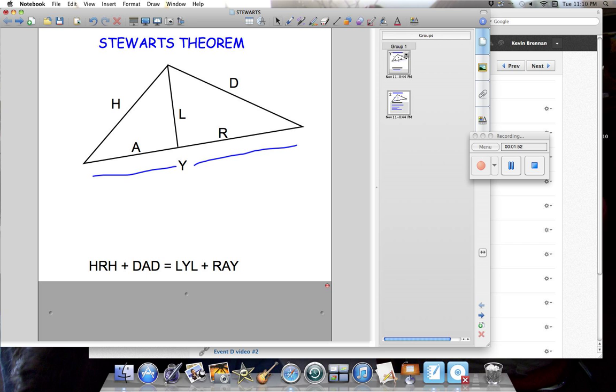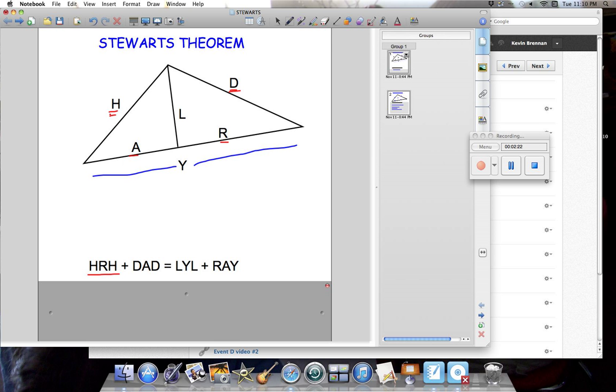So I've got HRH. That's going to be the word her. But if you look at it visually, I've got the side of the triangle, opposite segment, back to side of the triangle. So HRH is going to be the word her. And then I've got DAD, plus DAD. And I've got side of the triangle, this portion again, side of the triangle. So it kind of bounces back and forth like the H and the R did.